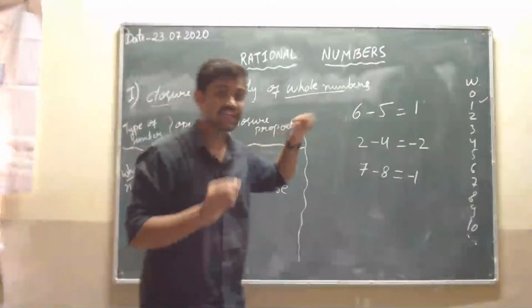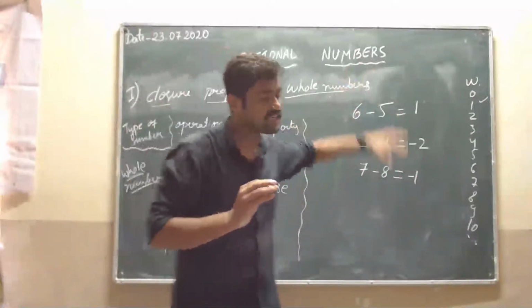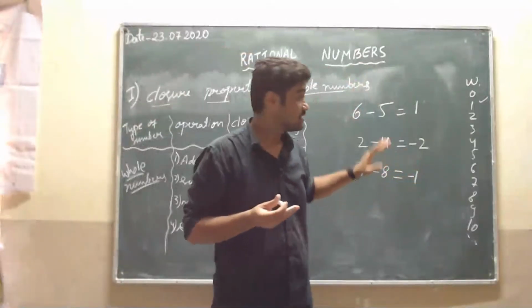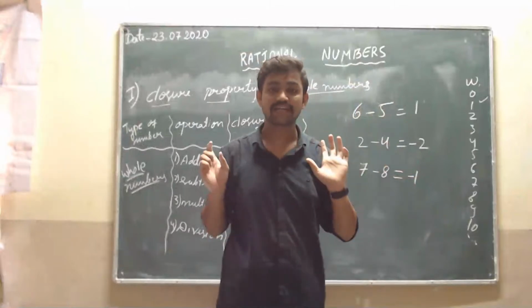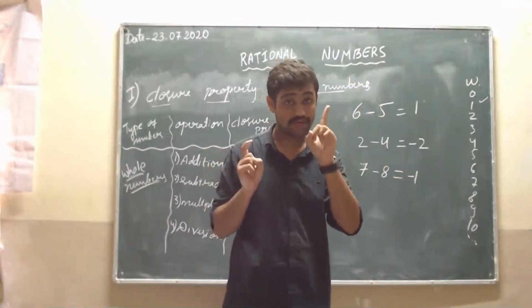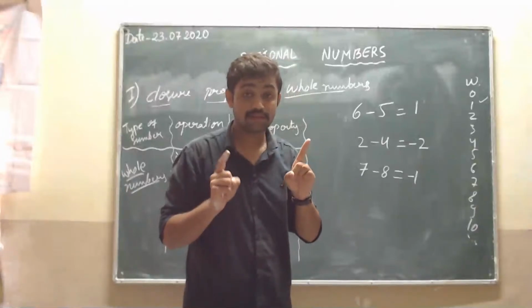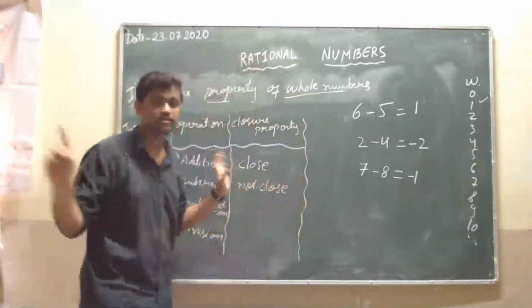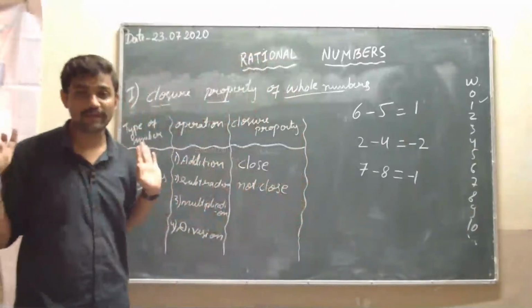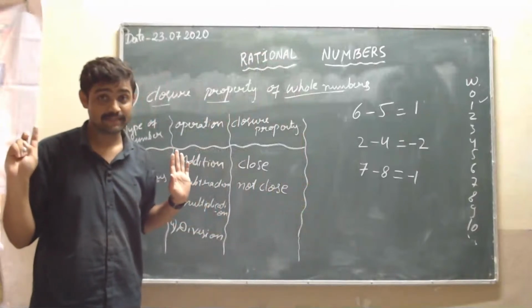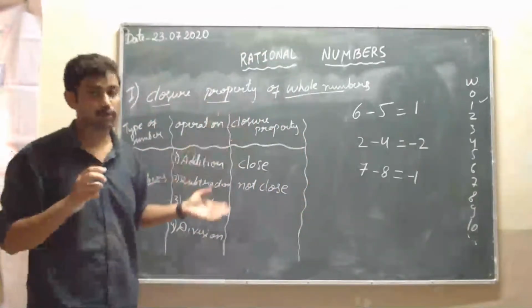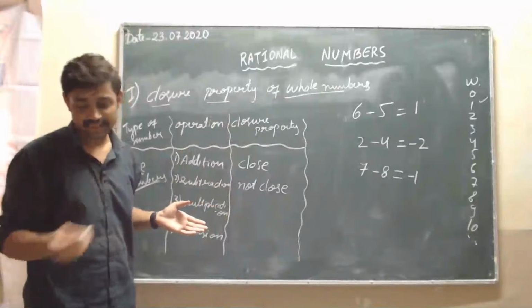Okay, sir, first entry. Sir, we have to check all the examples by doing. Suppose one answer is wrong, then we can say that it will not close. That means it does not obey subtraction, that is, the closure property. Okay, are you understanding? Next.